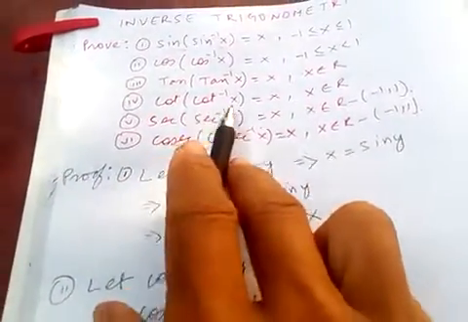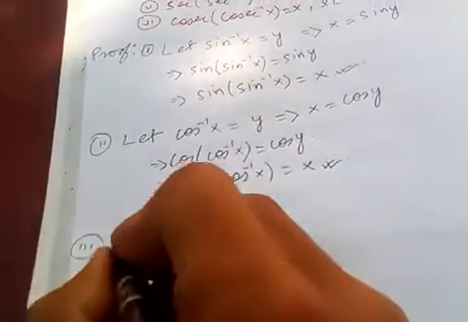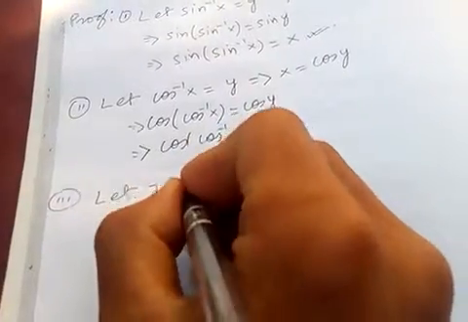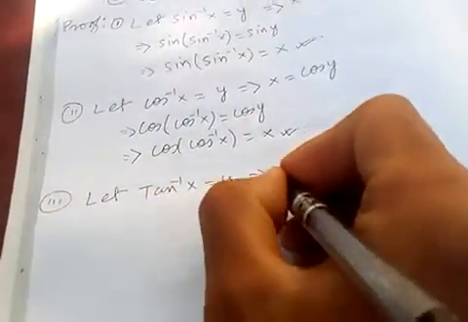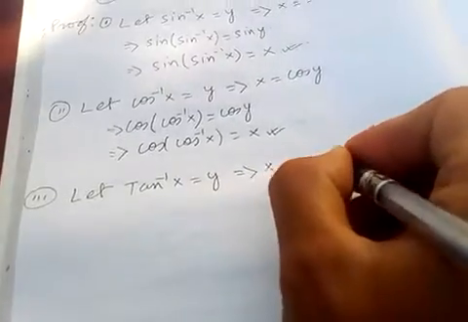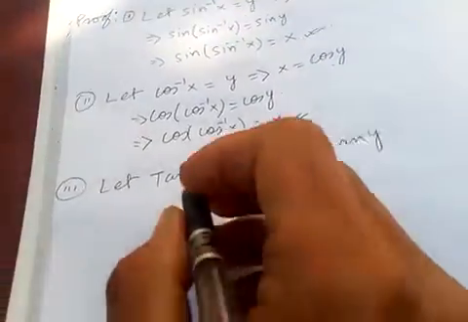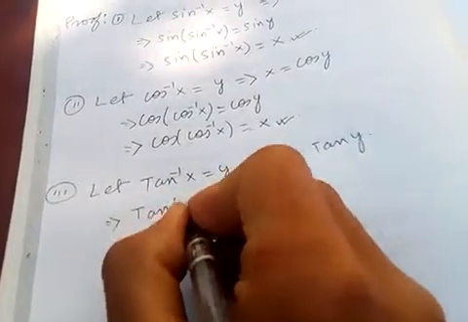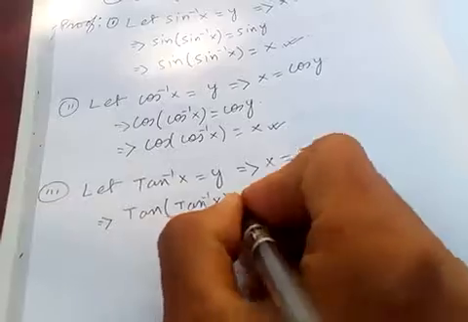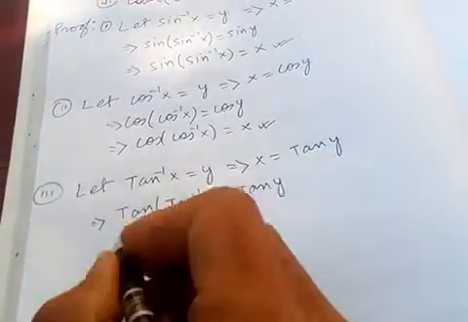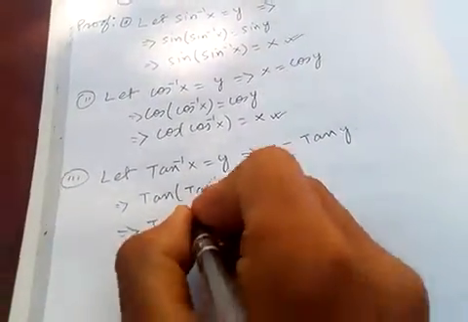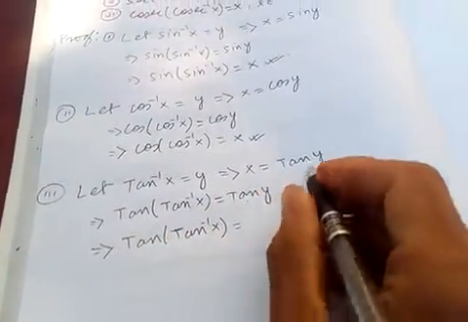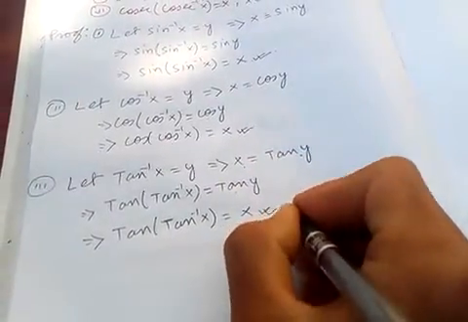And for third, tan inverse of x equal to x. So same, let tan inverse of x is equal to y. This means that x is equal to tan y, and from this, if you take tan on both sides, you will get tan of tan inverse of x is equal to tan y, which is just x. So this is the third.